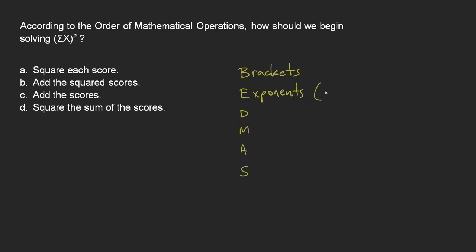However, in your course, you're not going to go beyond seeing things squared. So when something is squared, you deal with that second. Brackets comes first. You do things in this order. So brackets first, exponents second, and then comes division, multiplication, addition, and subtraction.